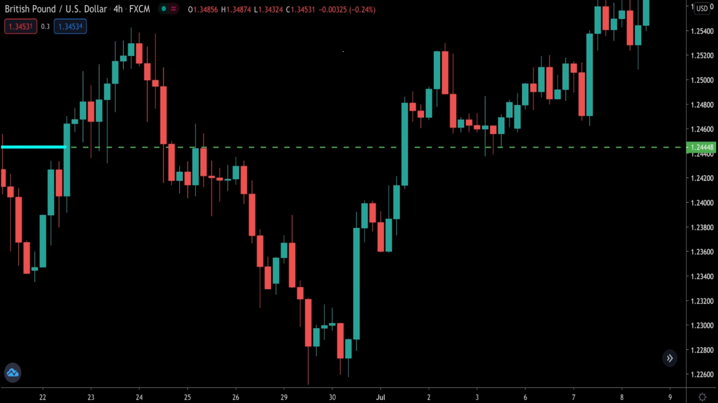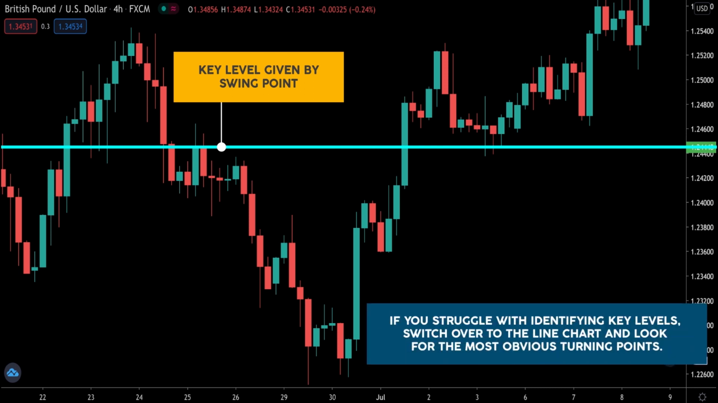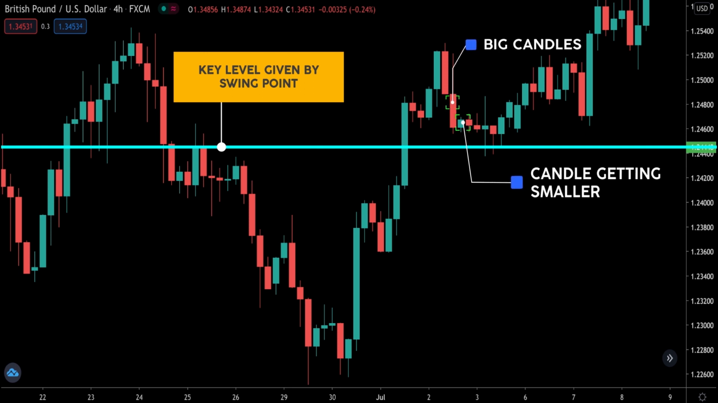Here we have the pound dollar and a key level given by the swing point over here. If you struggle with identifying key levels, switch over to the line chart and look for the most obvious swing points. As price approaches the level, we see that the candles are getting smaller and smaller. This is crucial because it shows that price is losing momentum and slowing down.